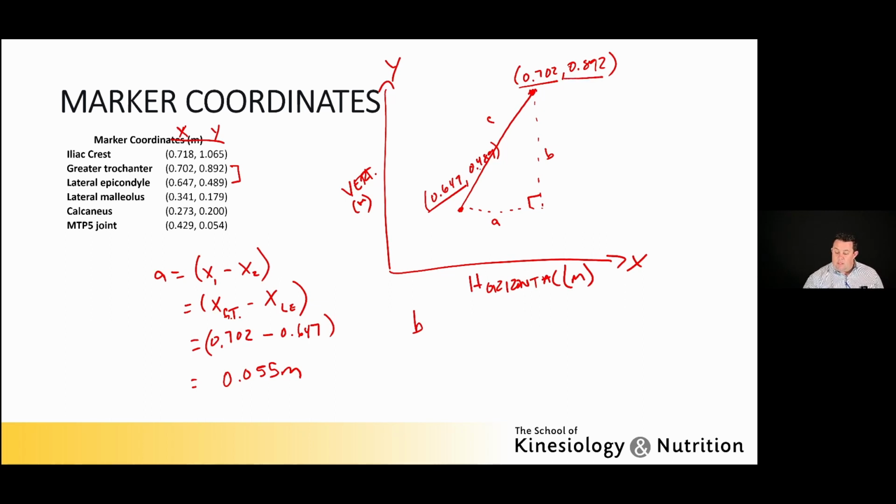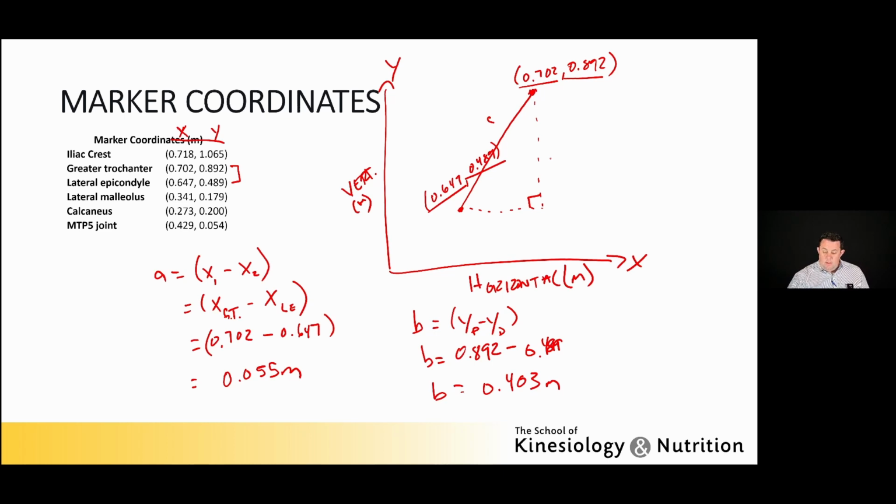This time it's the difference in our y coordinates. And so B will be equal to y1 minus y2, or y proximal minus y distal, right? B will be equal to 0.892 minus 0.489. So the length of side B is 0.403 meters, okay? Well, now we have a triangle. I'm going to erase these A's and B's and say that this is 0.403 and this is 0.055 meters, okay?